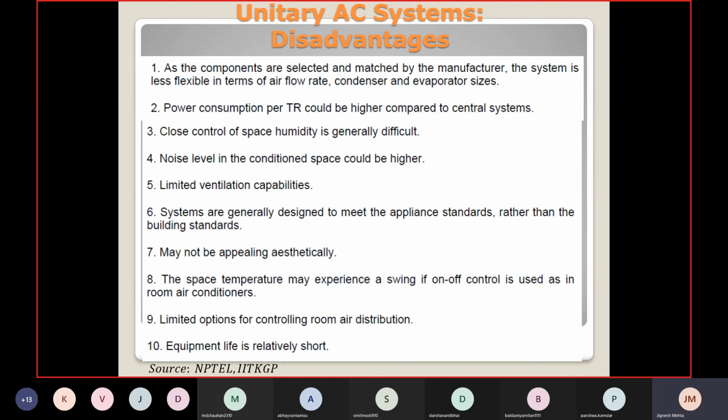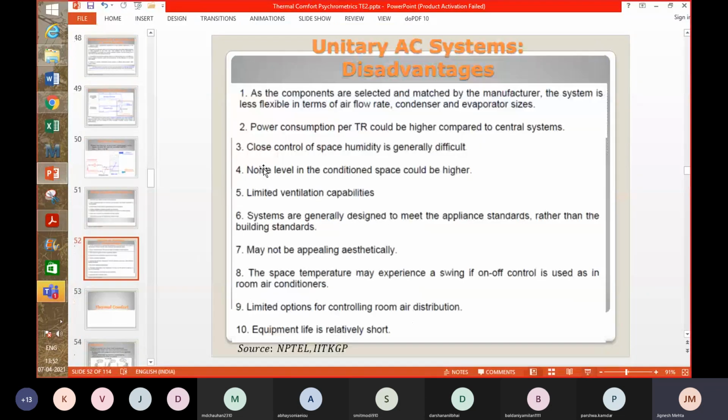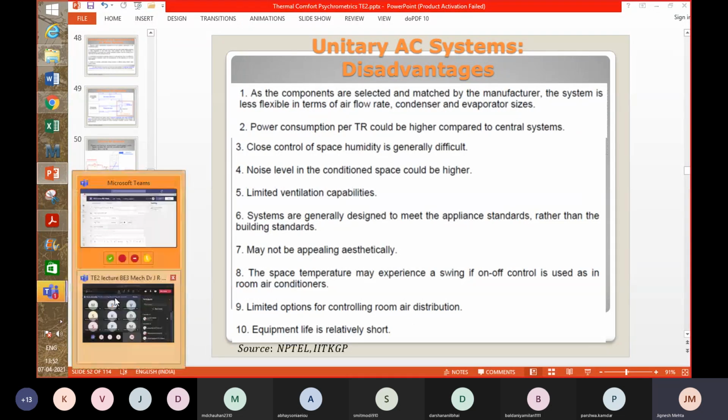The space temperature may experience a swing, as on-off control is used in room air conditioners. Limited options for controlling room air distribution. Equipment life is relatively short. Okay, so this is about the unitary air conditioning systems and their disadvantages. Right, so we have talked about different types of air conditioning systems in this lecture.